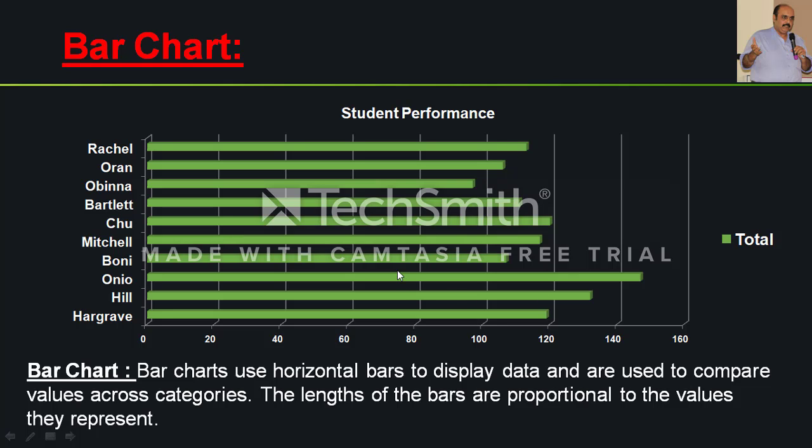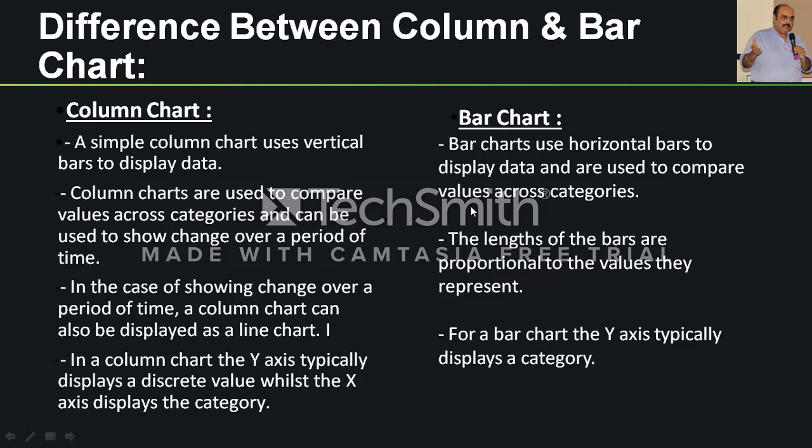And the same data we are representing using the bar chart. Bar charts use horizontal bars to display data, and they are used to compare values across categories. The length of the bars are actually proportional to the values that they are representing. So in case of your column chart, the values were shown on the y-axis. Here it is shown on the x-axis. So that is what the bar chart is.